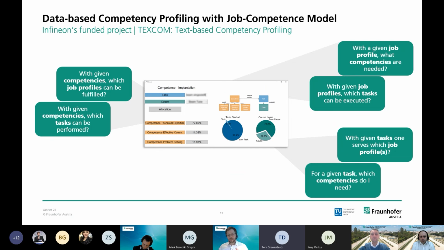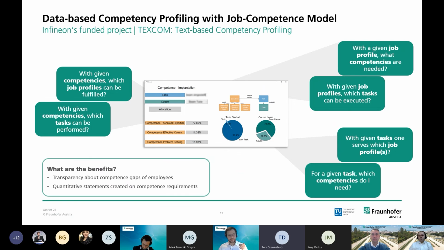And these questions and the answers to them give you and your enterprise the benefit of transparency. So we can really detect competence gaps on the shop floor because we really know which competences are needed in the daily business, and we can give those statements on the basis of quantitative statements of the competence requirements. So we always say that the data knows more about the processes than the people working there itself.